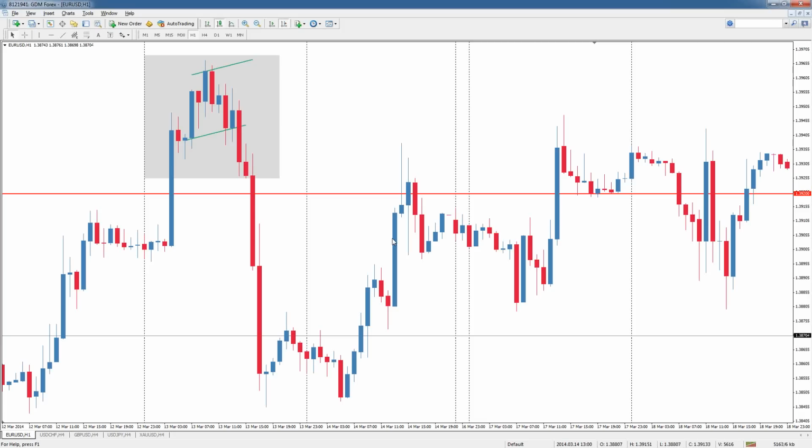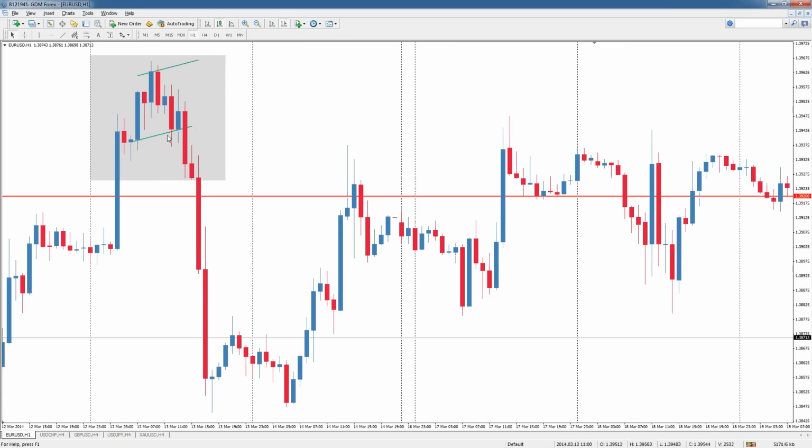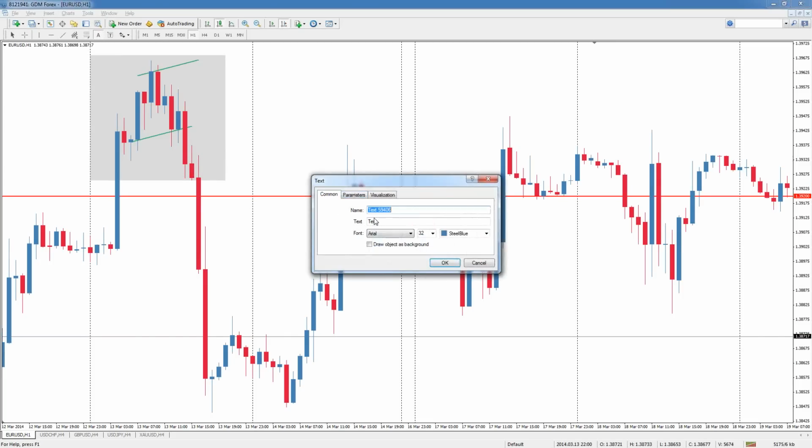Now, I did mention to you that I would be waiting for a confirmed breach before I enter the position. And once again, what is a confirmed breach? It's basically when we have a neckline or a support level or a resistance level. In this case, it's a support level. The neckline, the lower green line, does represent a support level. Actually, let's put a little text here, a little label.